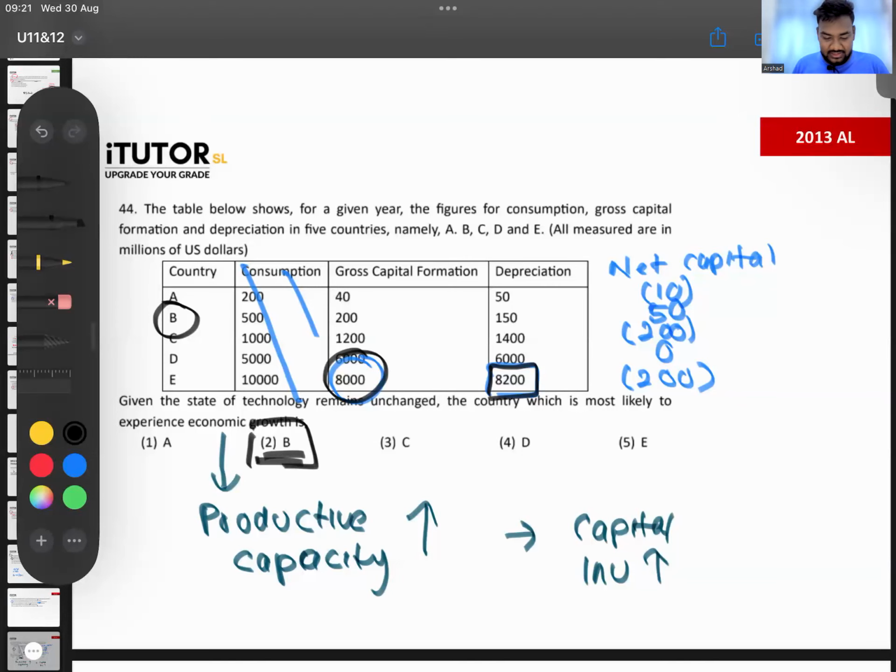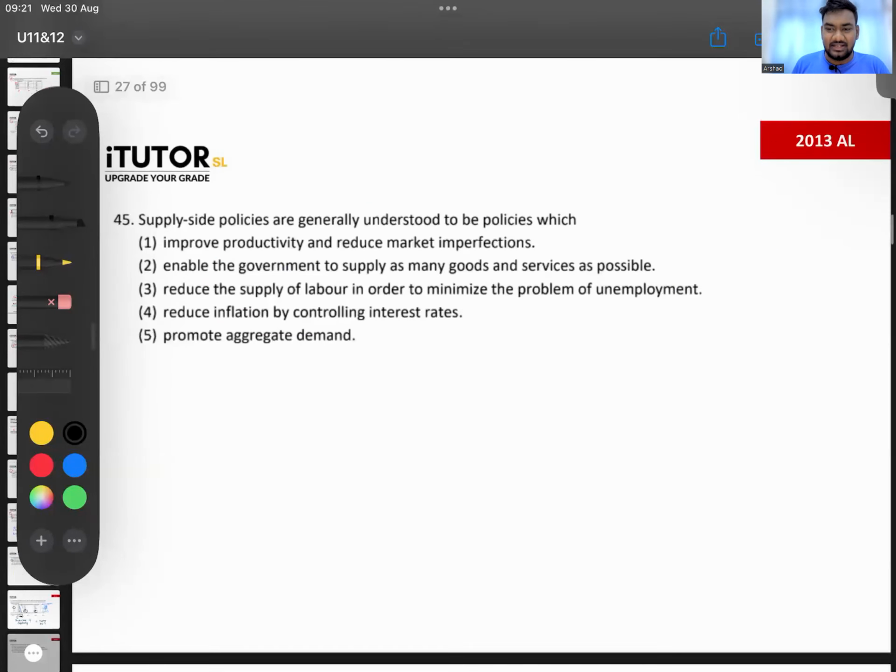Okay, good. Question 45. This one is easy, guys. Supply side policies are generally understood to be policies which do what, guys? Very easy one. In Unit number 8 also we learn this. Supply side policies improve productivity and reduce market imperfections. Supply side policies are to promote aggregate supply.